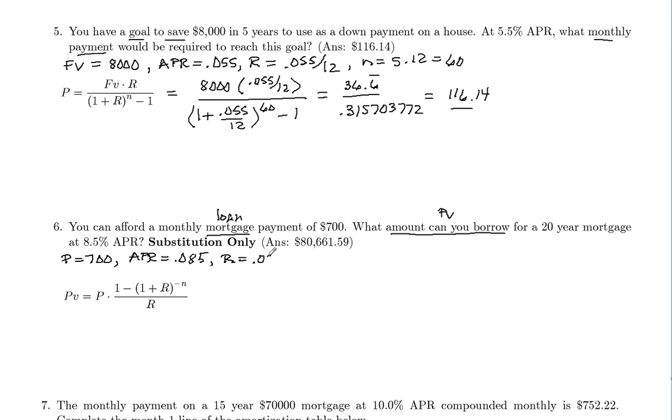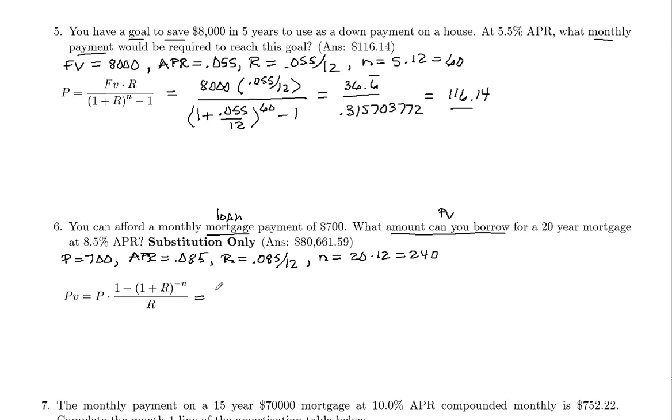So this is 0.085, and we're dividing by 12. And that one is not a nice rate. So, but actually, this is a substitution only. So we'll just leave that. And then N, our total number of months, is going to be, it's a 20-year mortgage, so 20 years times 12 months per year, 240 months. Be glad when that baby's paid off.